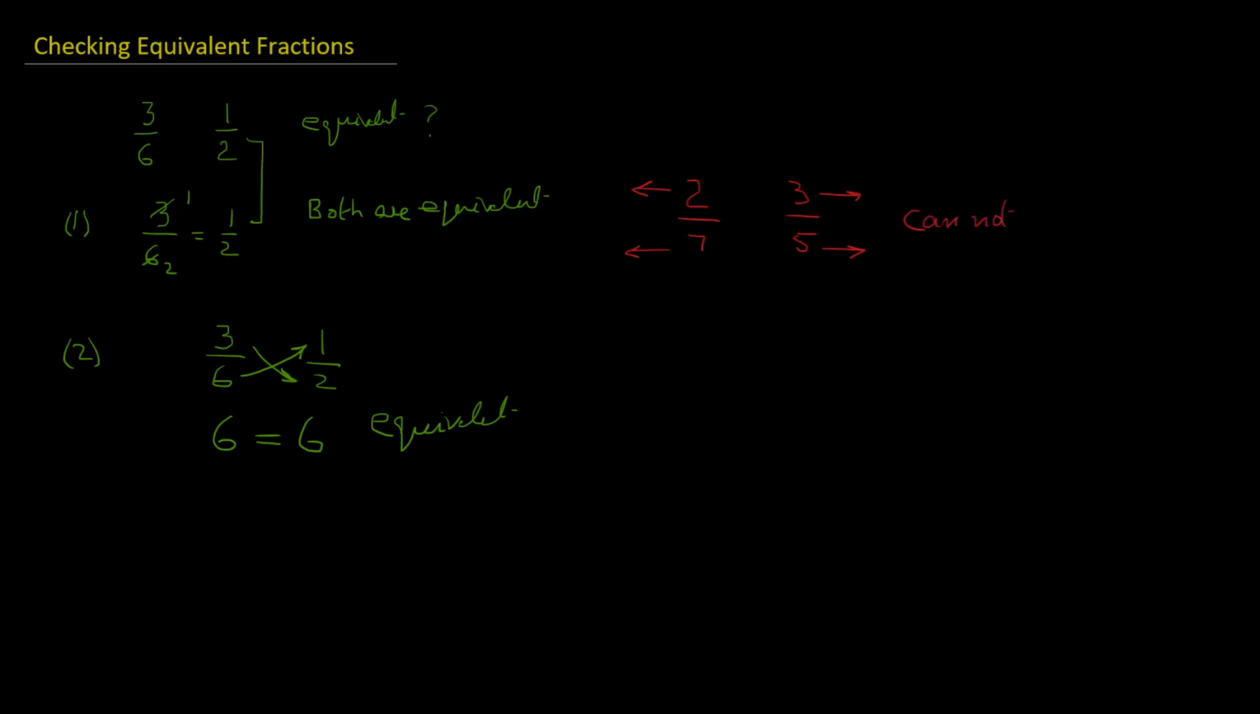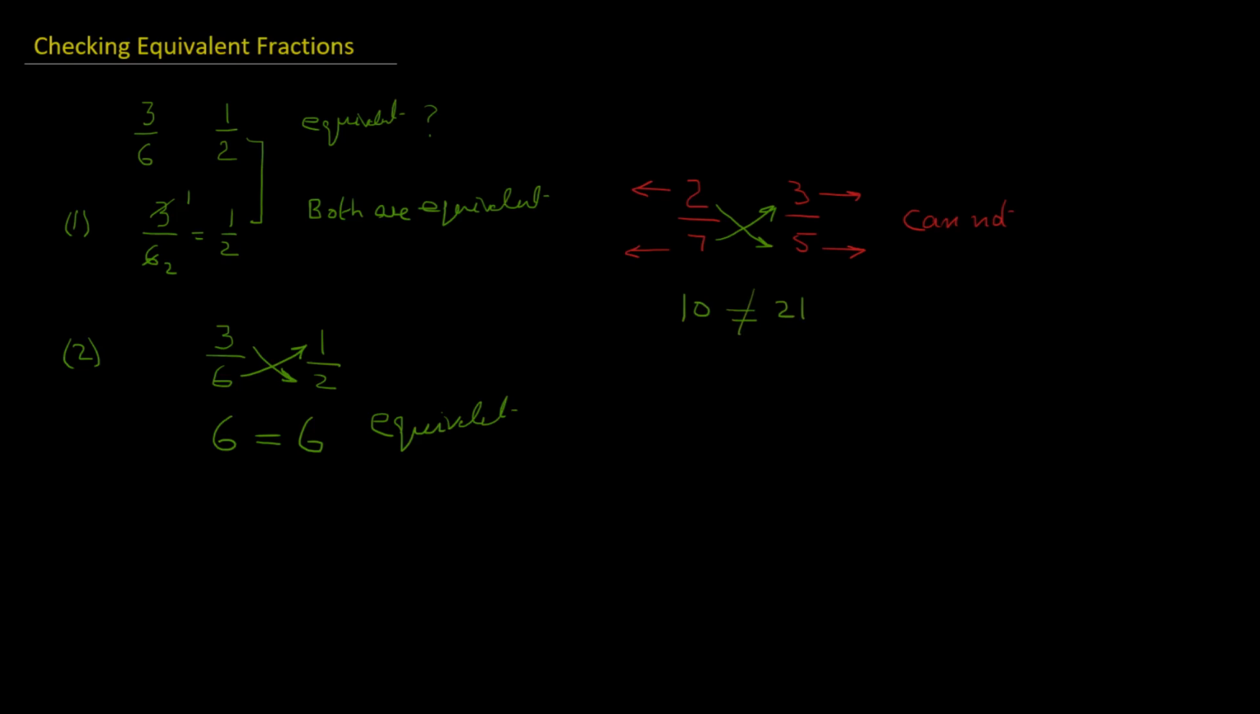So how to check this? You just cross multiply. You multiply 2 with 5 and 7 with 3. So 2 into 5 you get 10, and 7 into 3 you get 21. So these are not equal. So it means the fractions are not equivalent.